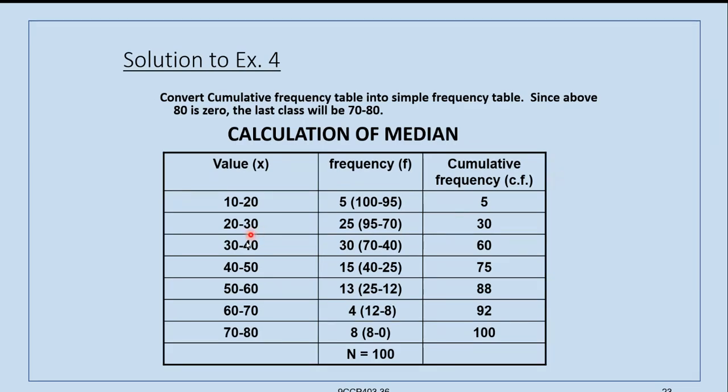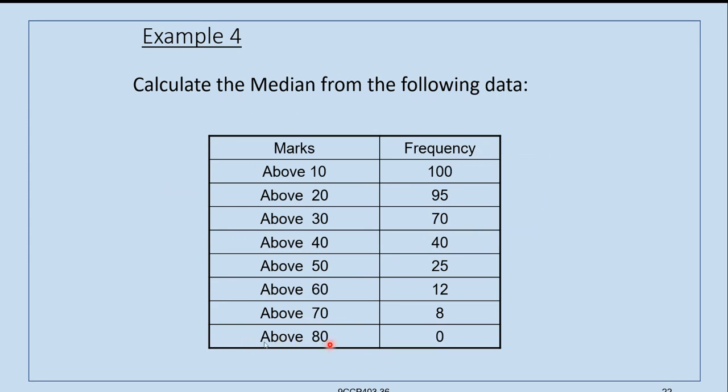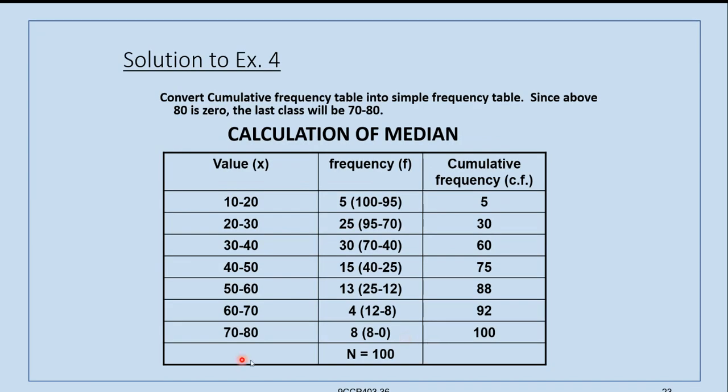Here, as I said, the series is 10 to 20, 20 to 30, 30 to 40, 40 to 50, 50 to 60, 60 to 70, 70 to 80, and 80 to 90 we have to take. Here in the solution it is missing, because it is 0. You can also omit it, of course, but it is not advisable to do that. You can take even 80 to 90 and 0, right?